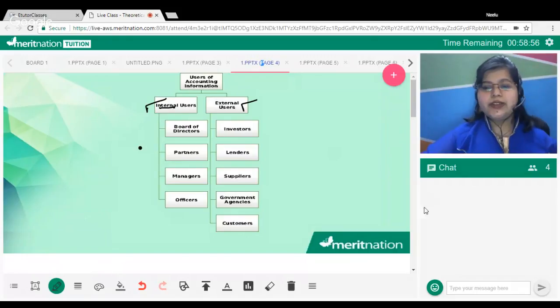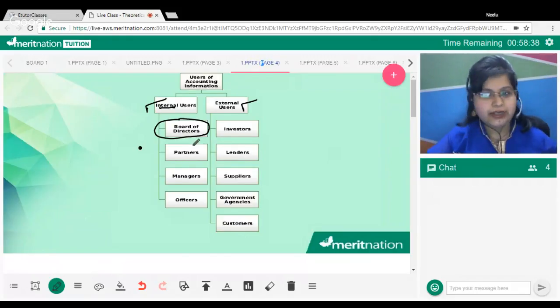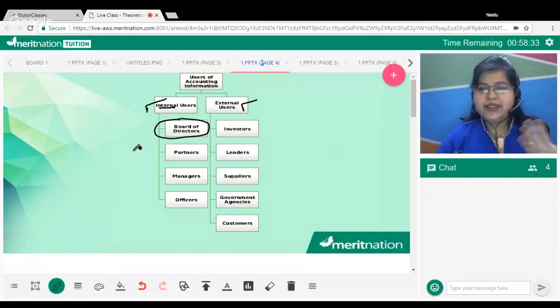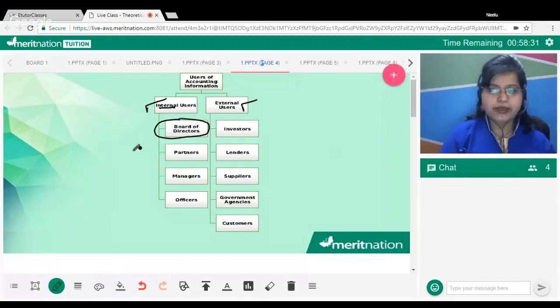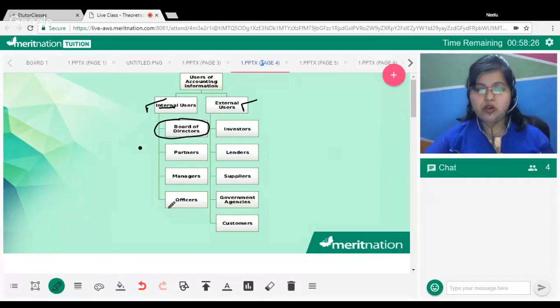Now, internal users means people inside the organization. Who are the people inside the organization? The most important level of people inside the organization is the board of directors. Now, that's only for the company, actually. For the sole proprietorship, there is no board of director. The owner is himself the director, the chairman, the president, whatever, because he's the only sole decision making authority here. In partnership, also, there's no board of directors. So, basically, what we are saying is officers, partners, managers, and board of directors.